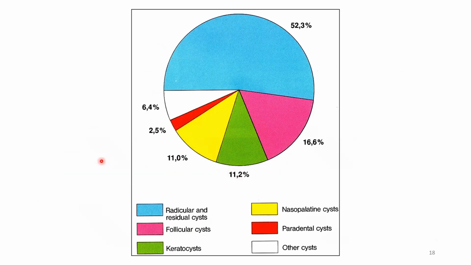Just a sneak peek of what's coming ahead. This is a pie chart which is showing you the occurrence of the cysts and the percentage. So as you can see, radicular cyst makes up the most, that is 52.3%, followed by the follicular cyst or the dentigerous cyst, and then the keratocyst. So we'll study all of them in the coming presentations.